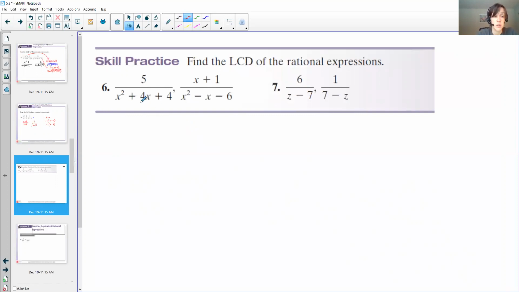So let's do this one. So let's look at the denominators. Let's see. Factor the first one. I need it to multiply to 4 and add to 4.